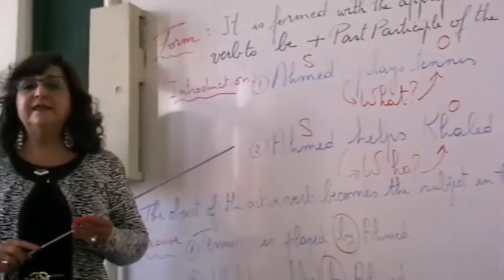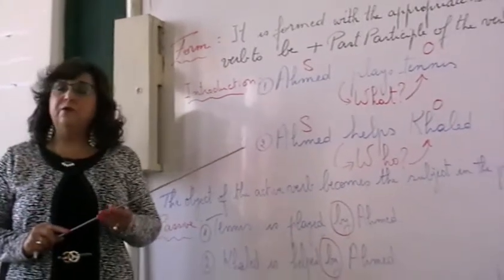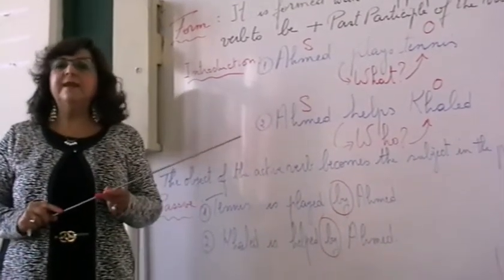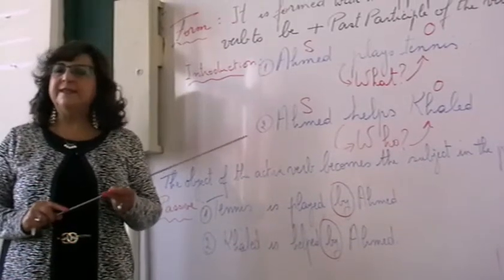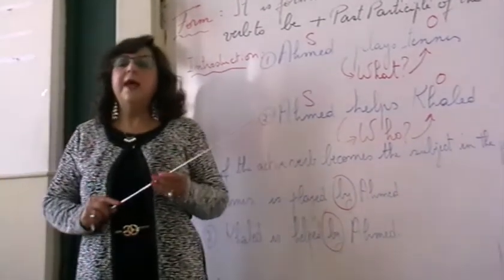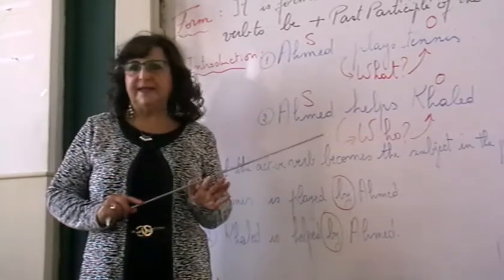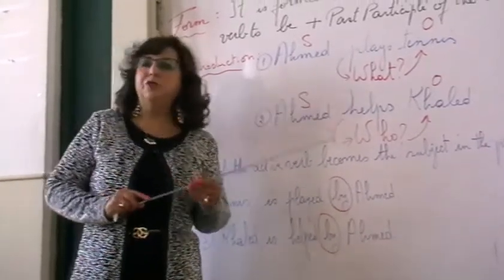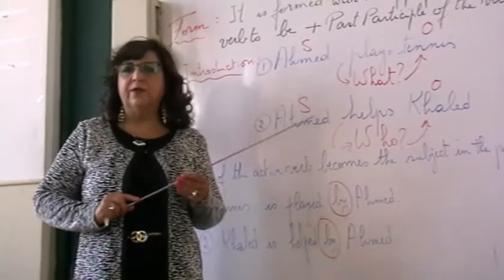Suppose a sentence doesn't have an object. Can we form the passive? Of course not. For example, if I say the sun is shining, can I say the sun is shining what? No. So here we cannot form a passive sentence from this sentence. So a passive sentence requires an object to start with.